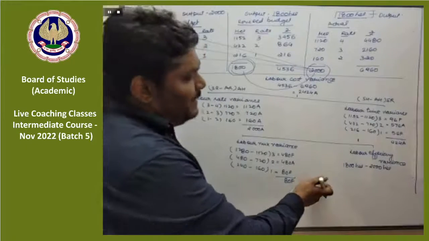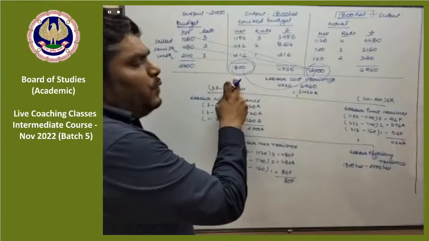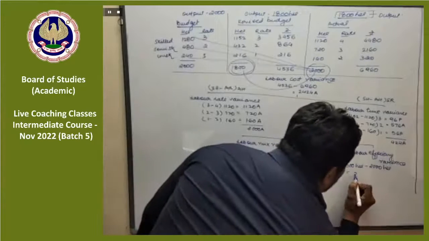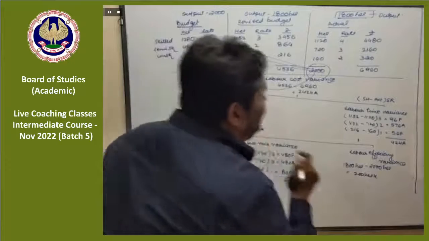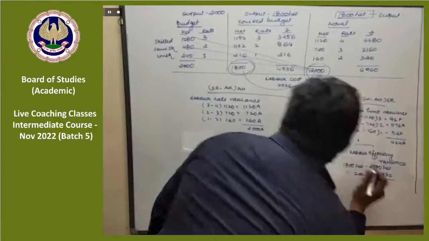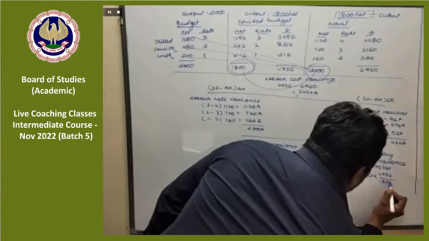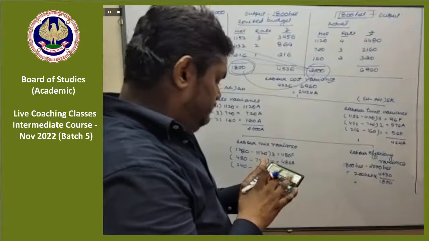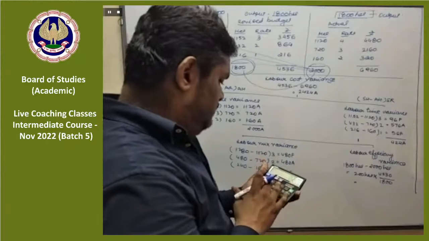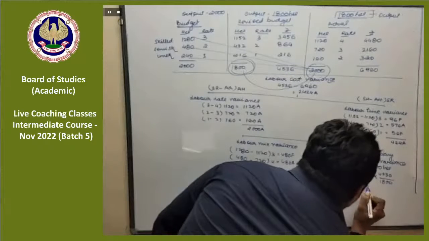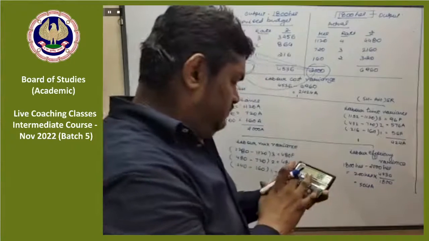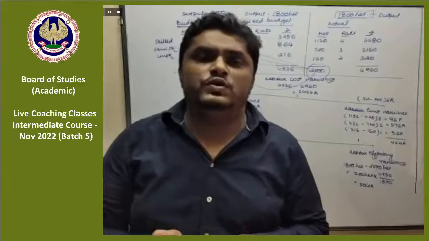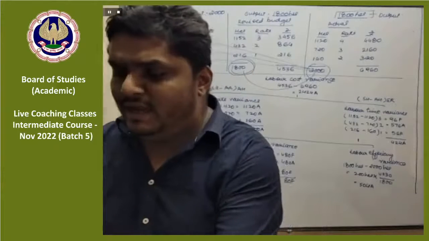So guys, now let's get back to labor efficiency variance. The work was supposed to be completed in 1800 hours, but we actually took 2000 hours. It means 200 hours extra we took into the weighted average rate, that is 4536 divided by 1800. So this is the way you guys have to solve this question. If you guys have any doubts, you guys can ask me.